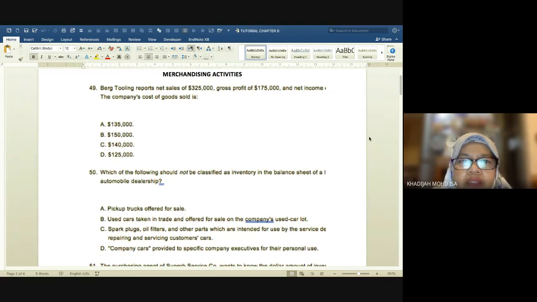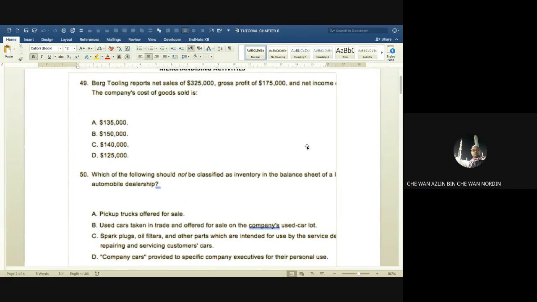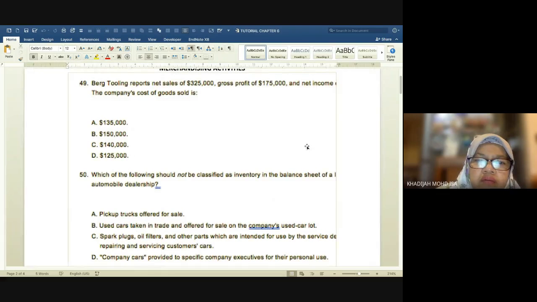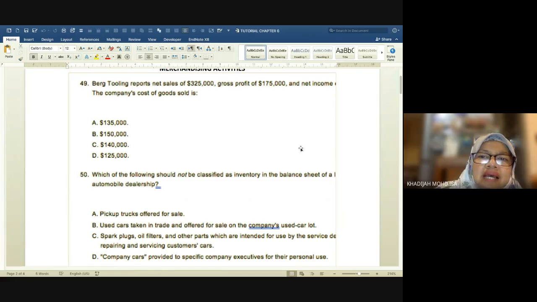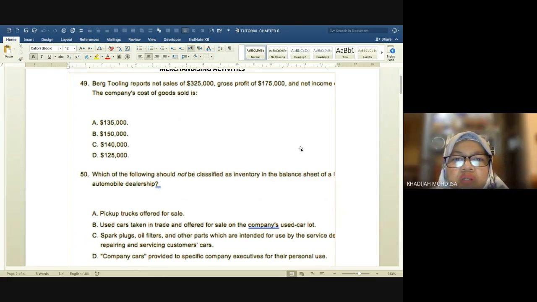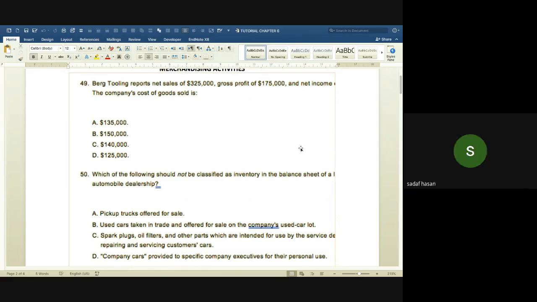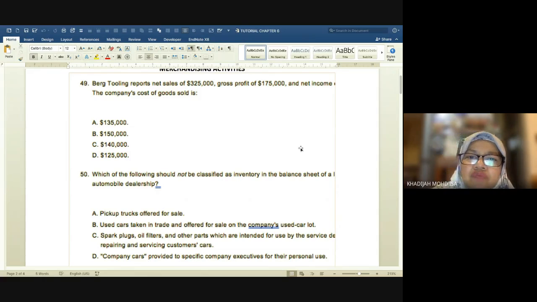The question is not complete, but it's okay, you can still answer, because in order to compute cost of goods sold, you only need the net sales minus the gross profit. Because you are playing with the formula, you should have net sales minus COGS equals gross profit.